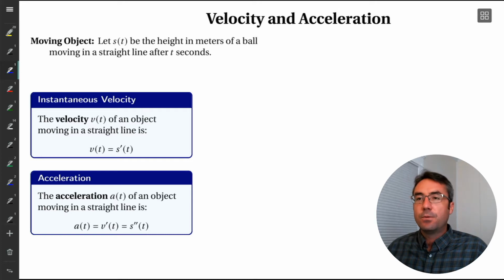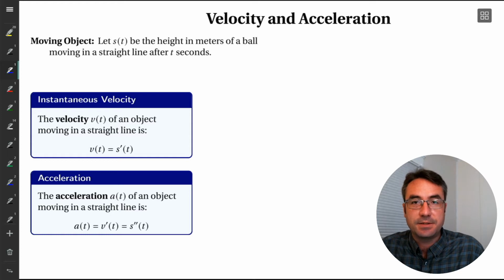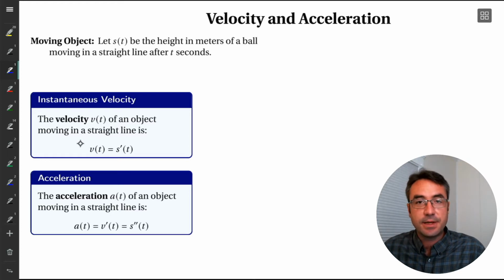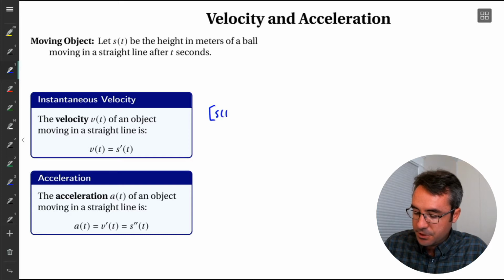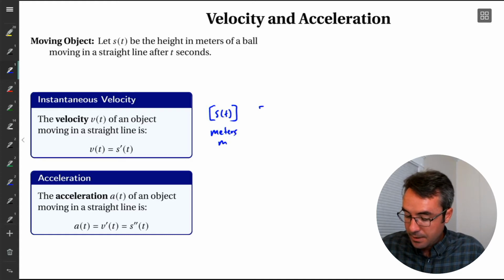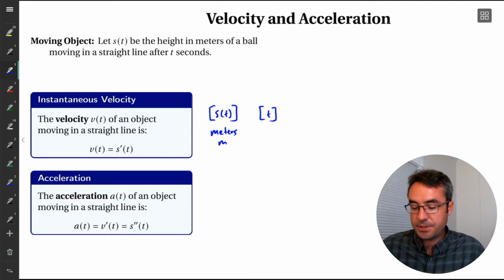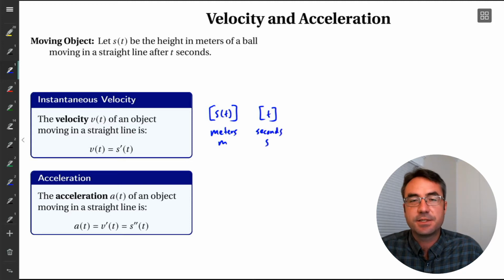So in this case, what would be the units for our velocity? We've seen the velocity of this object that's moving in a straight line is just the derivative of the position function. The units of our position function here are meters. A lot of times we abbreviate that m. What are the units for t, our input? Well, seconds. It's measuring time. And a lot of times the way we abbreviate seconds is with just an s.